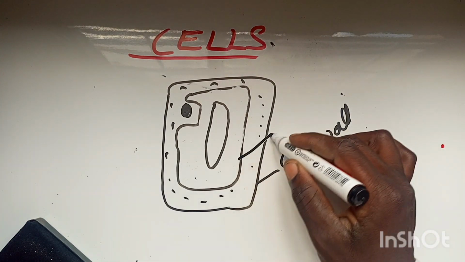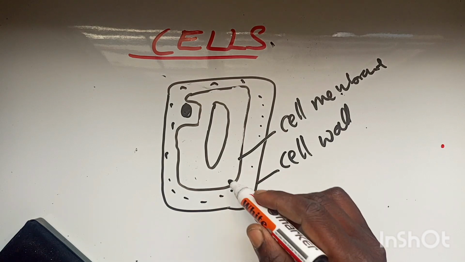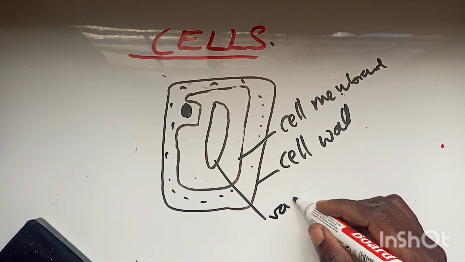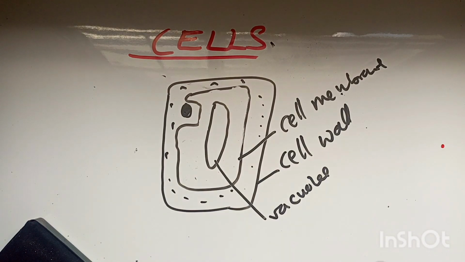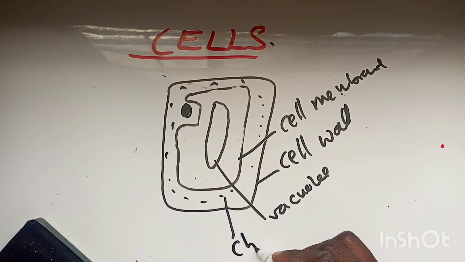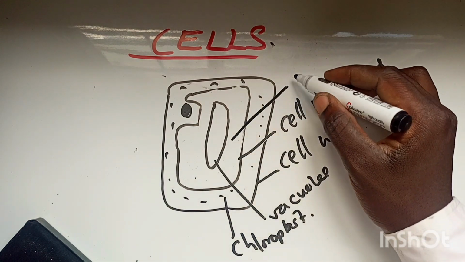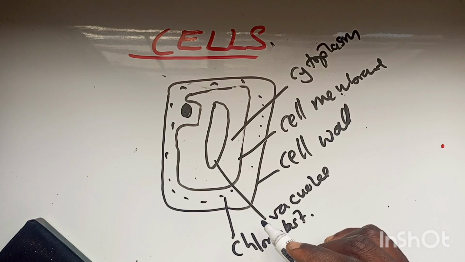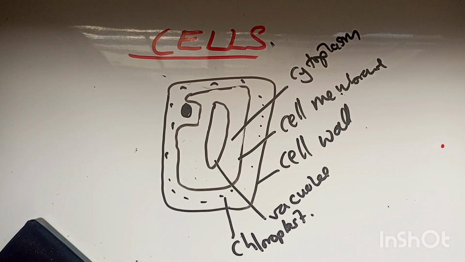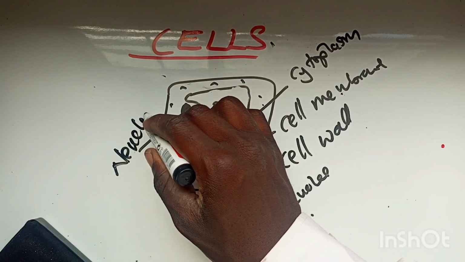From there we have the cell membrane. Okay, we have the vacuole. Okay, from there we have the core. We have the chloroplast. From there we have the cytoplasm. Yeah, even the nucleus itself.